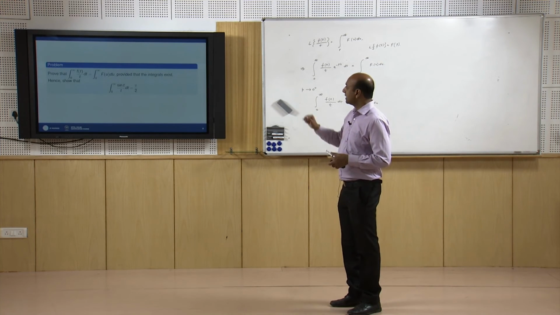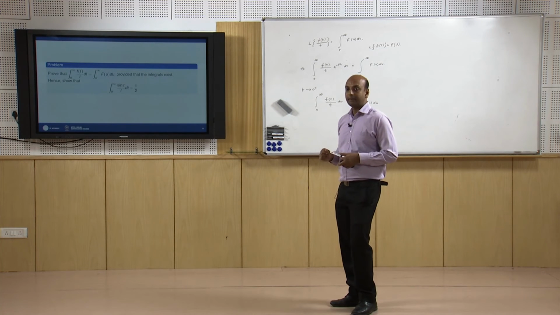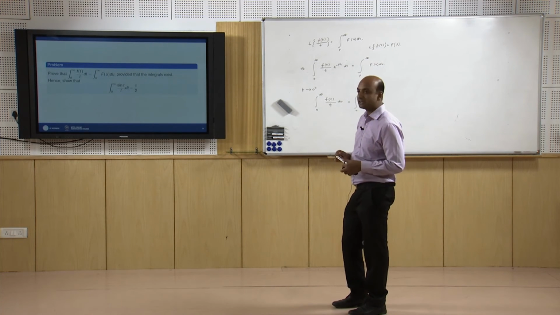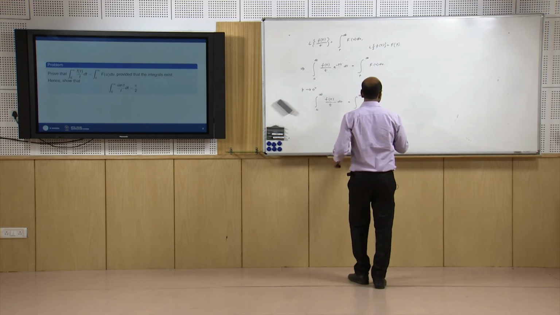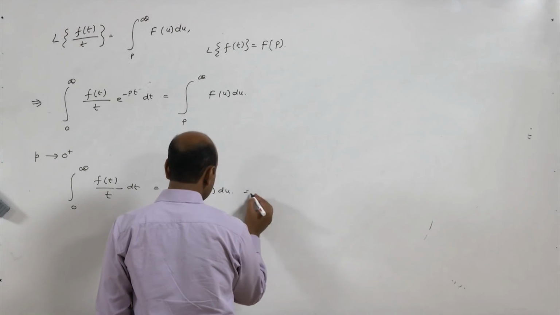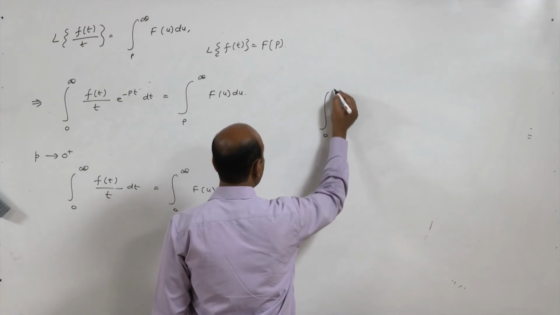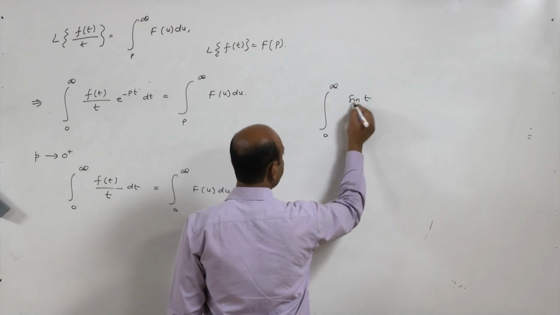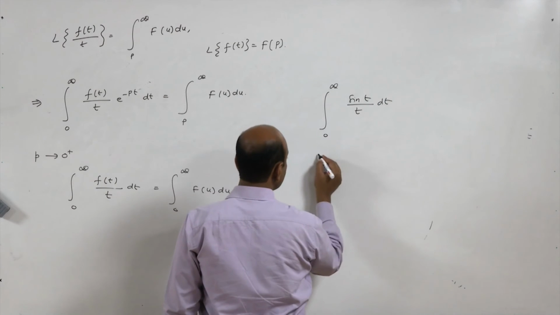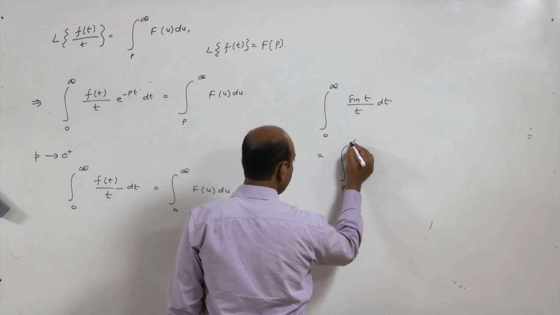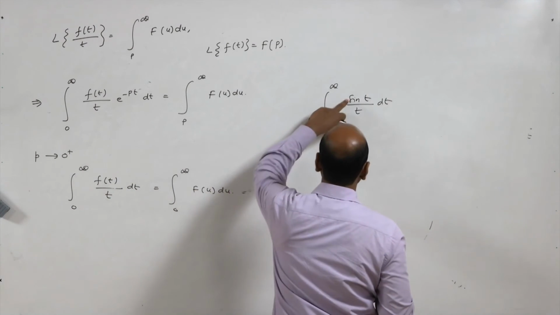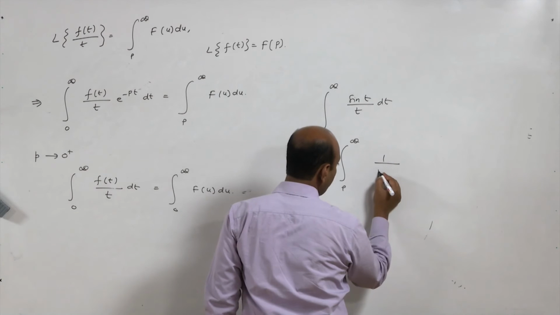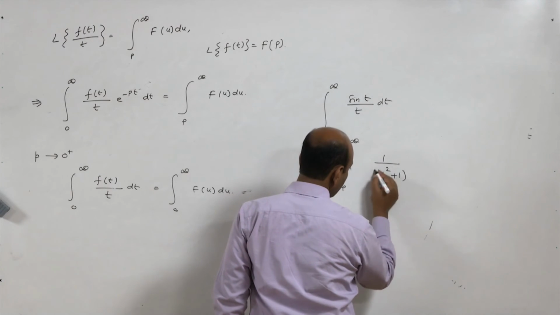Now, to prove that the integral from 0 to infinity of sin t by t is pi by 2: if you compare with this, f(t) is sin t. So, what is this problem now? It is the integral from 0 to infinity of sin t by t dt. So, it is equal to the integral from p to infinity. Now, F(u) is nothing but the Laplace of f(t), and the Laplace of sin t is nothing but 1 upon u square plus 1, du.